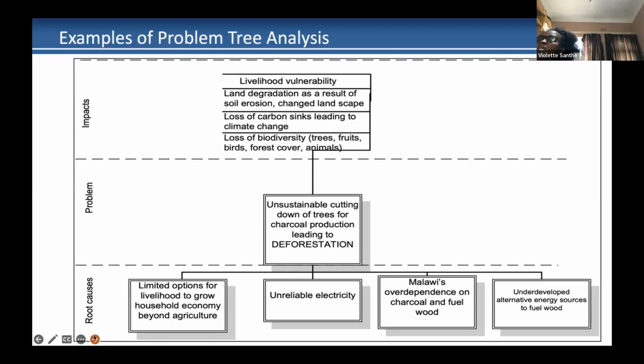This is just one sector. You can go into different sectors and also do likewise. Next slide, please.